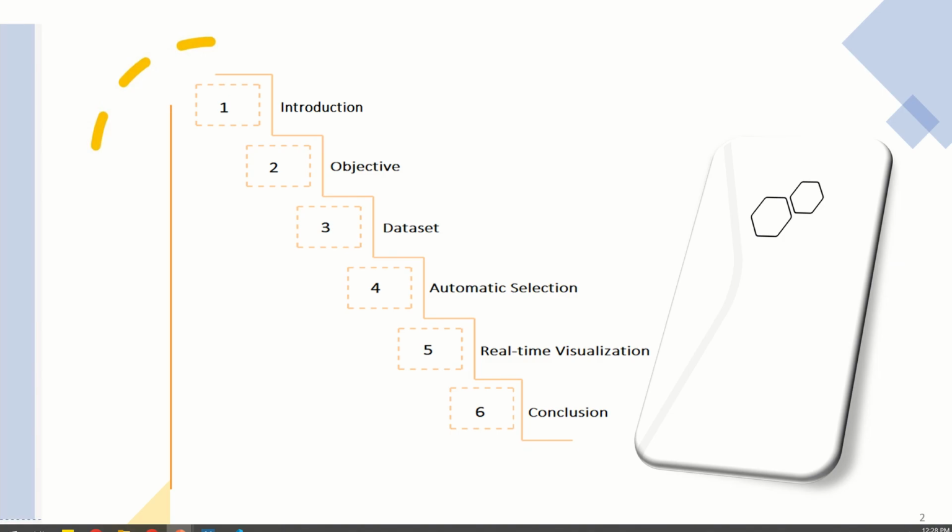We will follow these chapters, starting from the introduction, the motivation and objective behind this study, the dataset which we use in our study, the proposed automatic selection algorithms, the real-time visualization tool, the demonstration, and in the end we will discuss the future direction of this study.